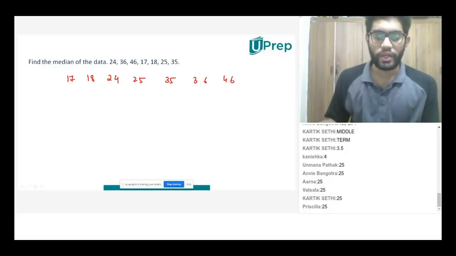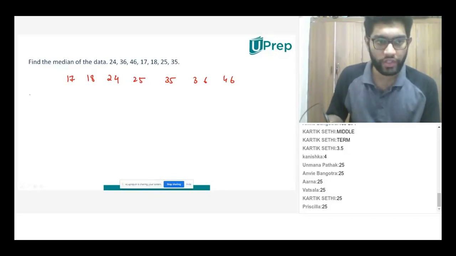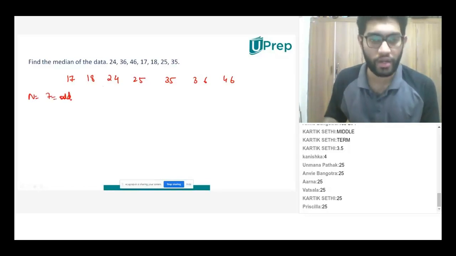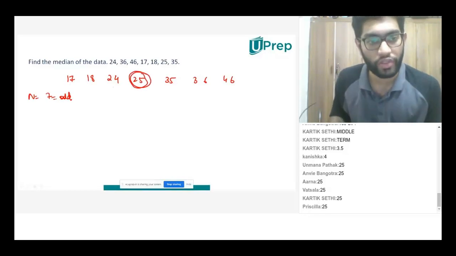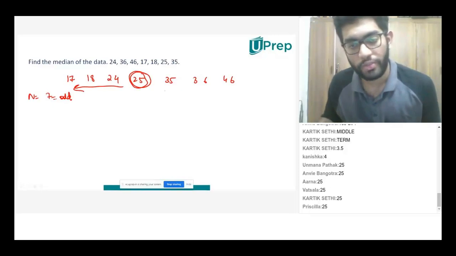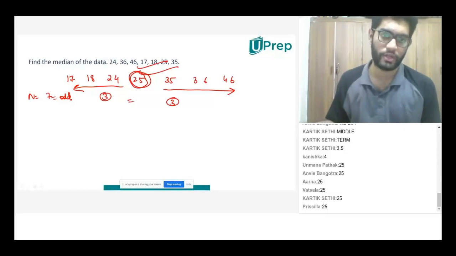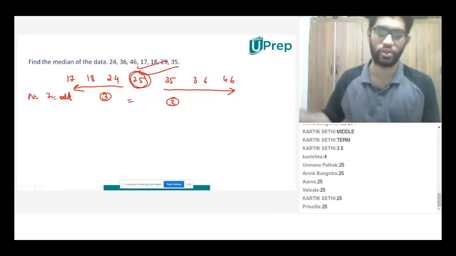Now, is there a need to apply a formula first? Is there a need for me to calculate n equal to 7 and then say 7 is odd? What is the middlemost term, guys, when n is odd? 25. Right. The number of terms on the left hand side should be equal to the number of terms on the right hand side. 3 equal to 3. What is the median? 25. Clear? Was the formula even needed? No. It is this logic that I'm trying to build.